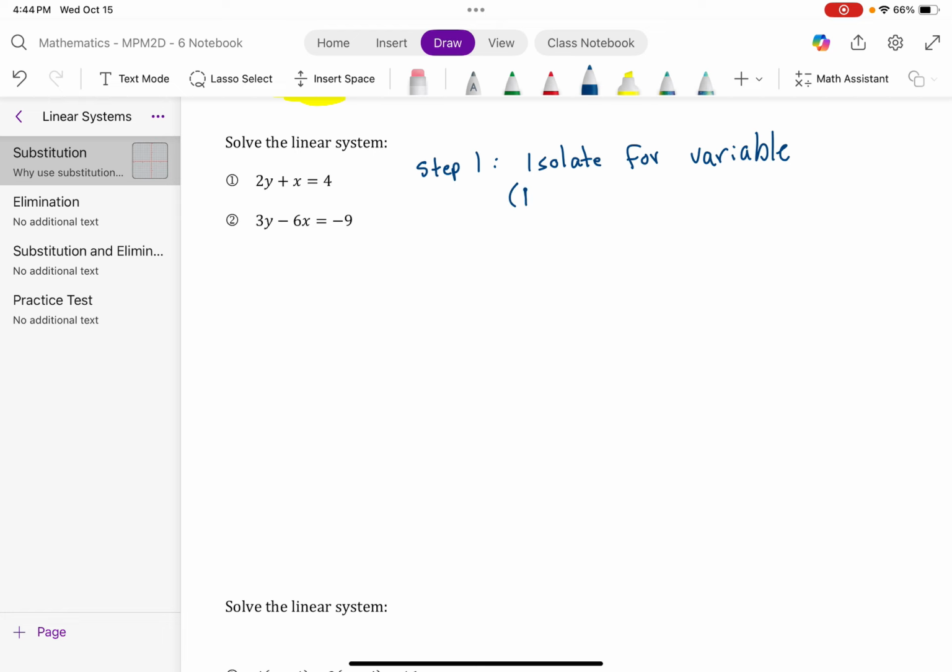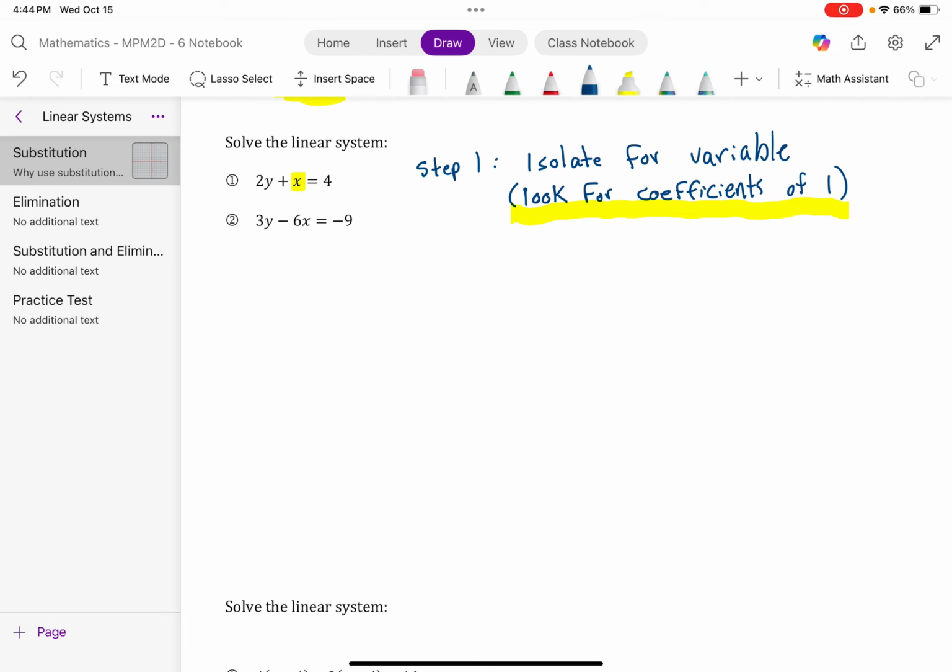Look for variables, or look for coefficients, those numbers that are in front of the variable. Look for coefficients of 1, because those are going to be easy to isolate for. So in this instance, that x variable has a coefficient of 1 in front of it. That's the one that I'm going to target and isolate for.